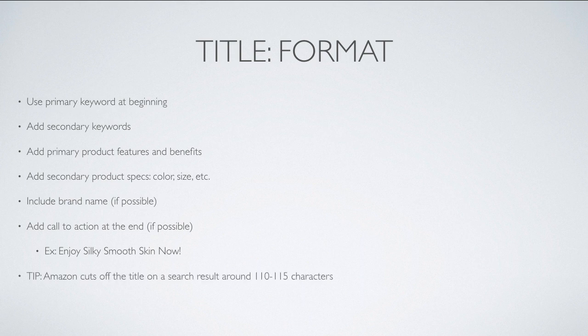Tip: Amazon cuts off the title on a search result around 110 or 115 characters, and I'll show you what this means in a little bit. Use that to entice the customer. We're going to look into this in more detail. You may not necessarily fully understand what this means, but it's pretty awesome. It's a great tip. It's a great strategy that not many people use. We're going to take a look at how we can use that to entice the consumer to click on our listing, on our search result, versus others, just by using this one trick at the end.